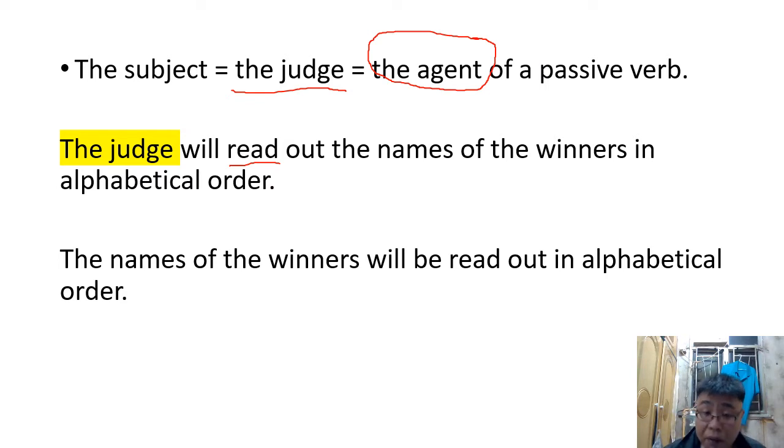And then in the passive voice sentence, the focus is on what is going to be read out. What will be read out? That's why in the second passive sentence, the judge is deleted. What you can see is the object of the original sentence, the names of the winners. The names of the winners is put at the beginning of the passive sentence.